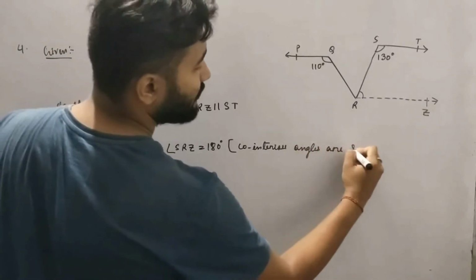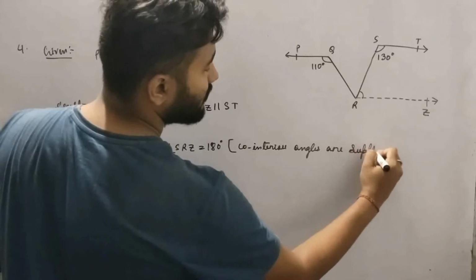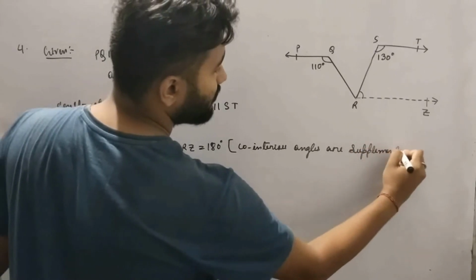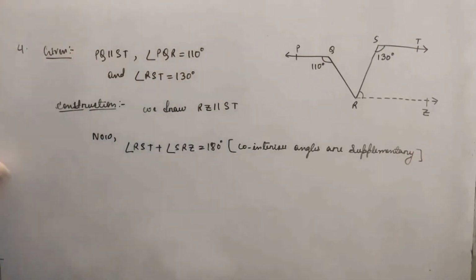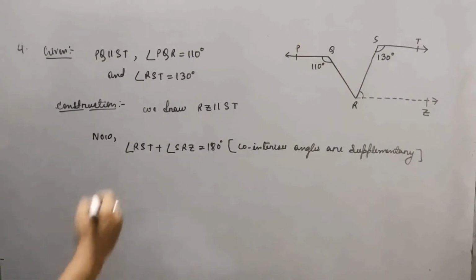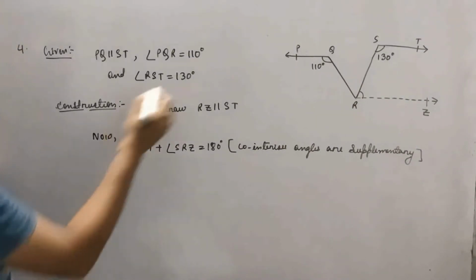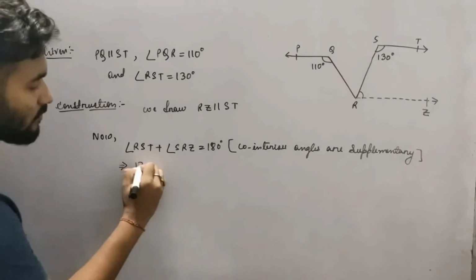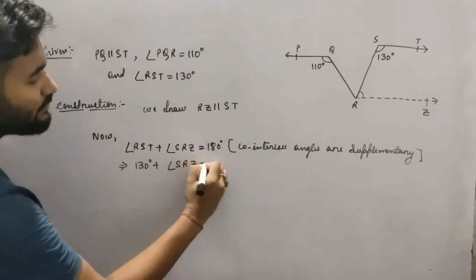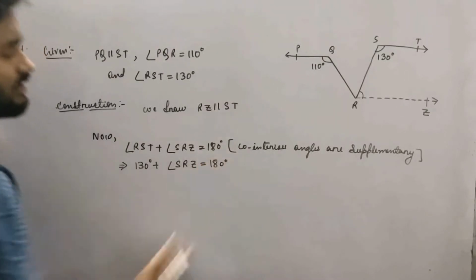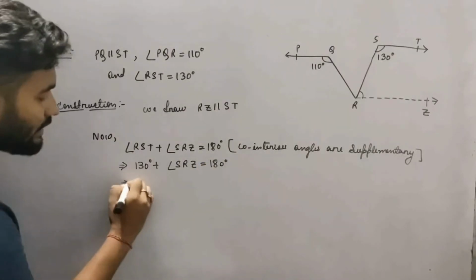Are what? Supplementary. Co-interior angles are what? Supplementary. Okay, so put the value of angle RST. What is the value of angle RST? 130 degree. 130 degree plus angle SRZ will be equal to what? 180 degree. So take it to that side.